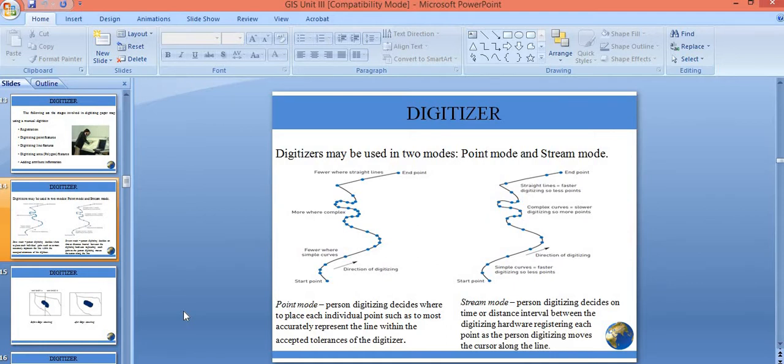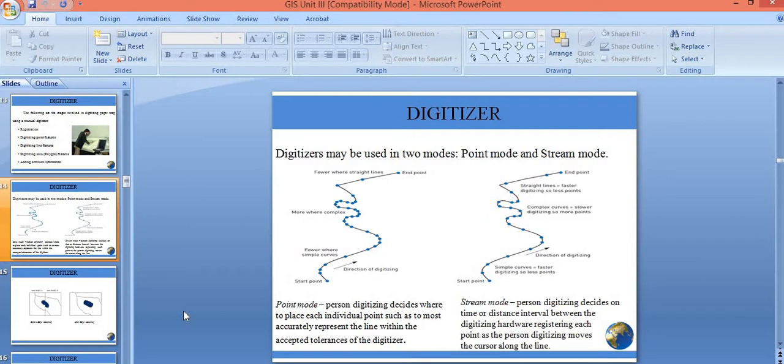Remember the modes in which you can perform the digitizing job. Either you can go with point mode or you can go with stream mode. When you go with point mode, whenever you are digitizing, you will be identifying only the points, marking only the points. Based on the points you have identified, the arcs will be automatically formed. Whereas in stream mode, you will be drawing the arcs, and based on the curve in the arcs, points will be automatically constructed.